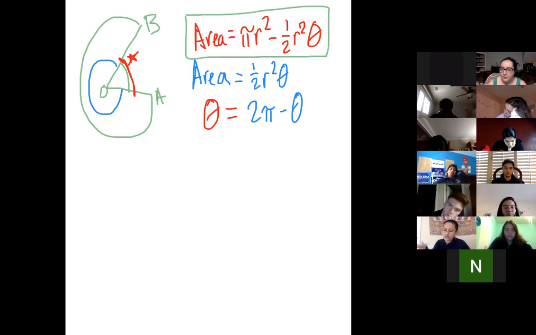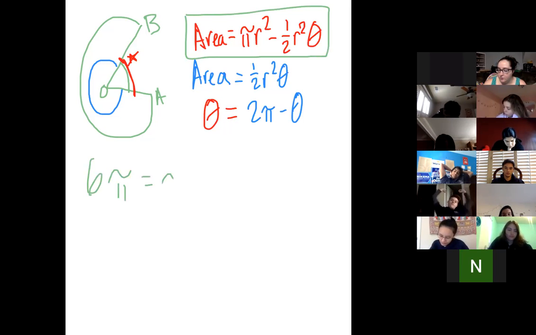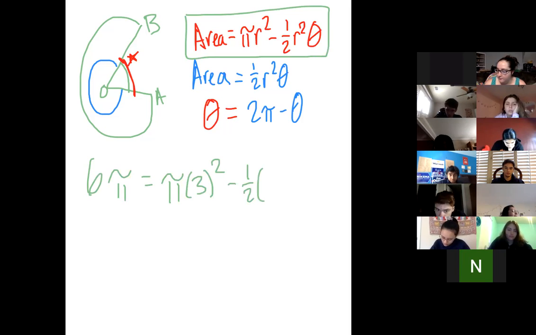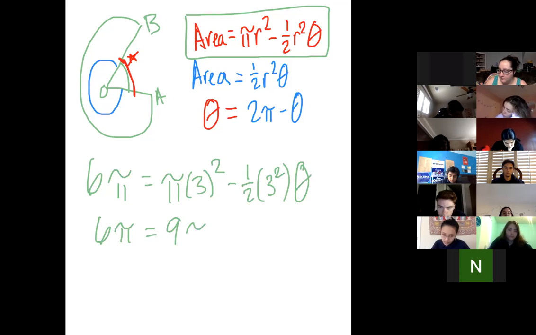Okay. So I say that the area of the logo, which is 6 pi, is equal to pi r squared, where the radius is 3. So I have 3 squared minus 1/2 3 squared times our angle. Okay, so then I get 6 pi is equal to 9 pi minus 9/2 theta. And then you end up getting that theta is equal to 2 pi over 3.